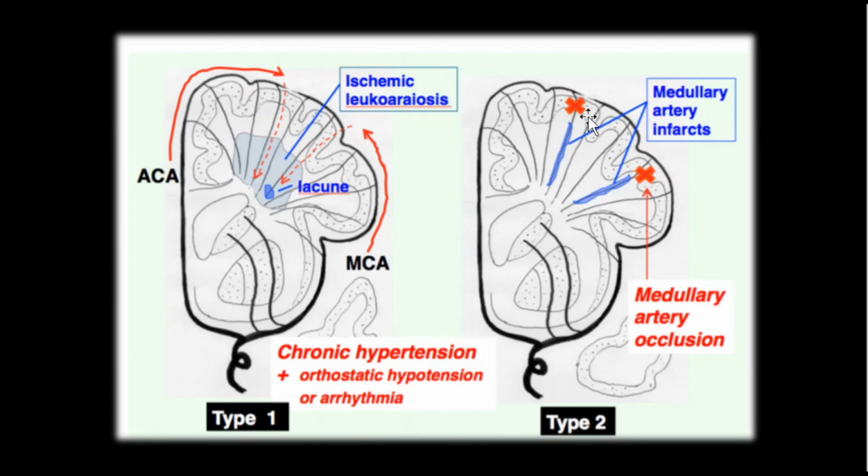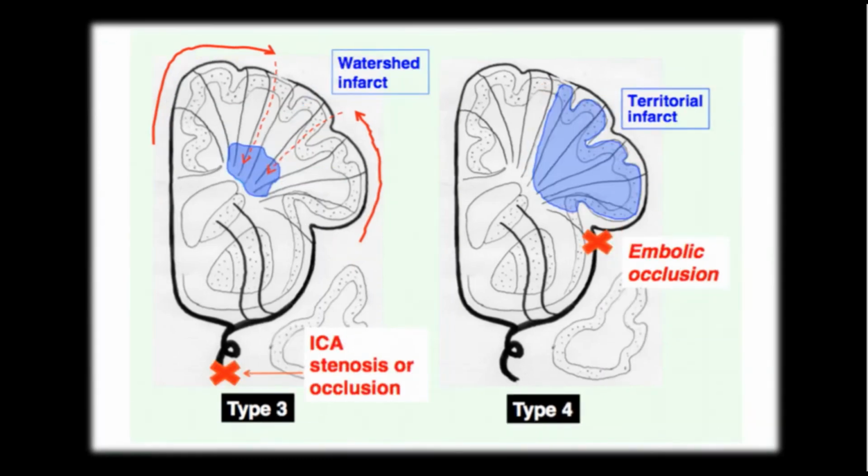The second is when the linear medullary arteries, which are longitudinal vessels, get occluded, which produces medullary artery infarcts. And third is when there is an ICA occlusion or an M1 occlusion, there is a typical watershed infarct which happens in this area, which can be deep or superficial. And the last, when there is an embolic occlusion of one of the pial vessels, whether it's an intracortical or subcortical vessel, there is a large territorial infarct. That is usually an embolic phenomenon.